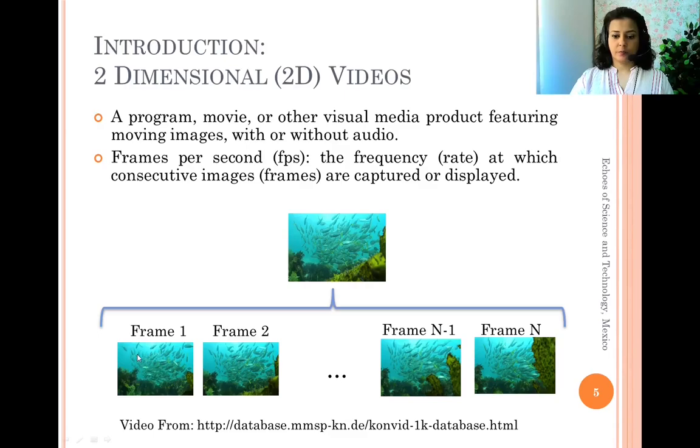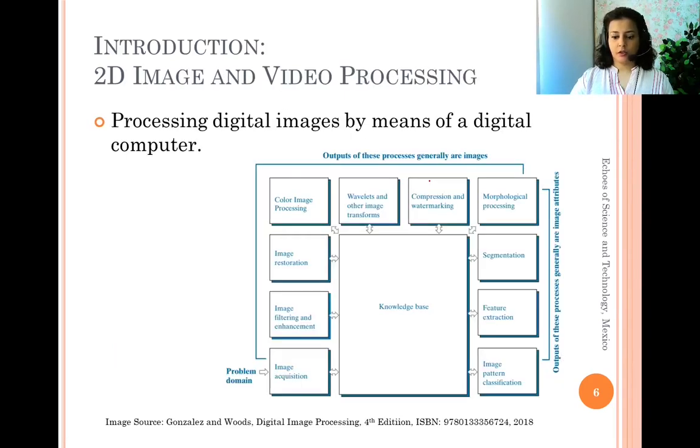So the first image in a sequence is called frame 1, the second image in a sequence is called frame 2, and so on. Another term that always comes with two-dimensional videos is frames per second, and the acronym we often use is FPS, and it is a frequency or rate at which the consecutive images are captured or displayed in the video. So the higher FPS we keep, the smoother and higher resolution videos we can get. Now we know what two-dimensional images and videos are. Next, let's see what we mean by their processing.